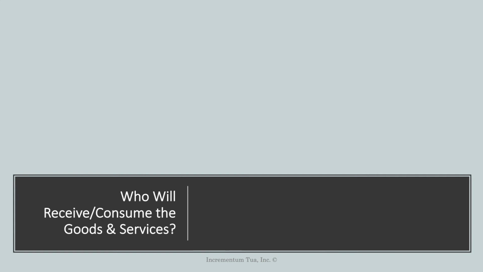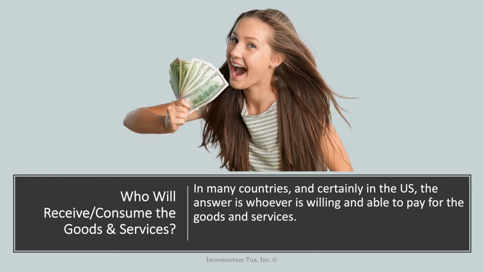The third question is who will receive or consume the goods and services once they're produced? In most countries, and certainly in the US, the answer is whoever's willing and able to pay for these goods and services. So wealth is a large component to this answer. When someone has higher income and more wealth, then obviously they have more ability to purchase more goods and services than others. So in most countries, for most goods and services, it's going to be income and wealth that determines who gets these goods and services.